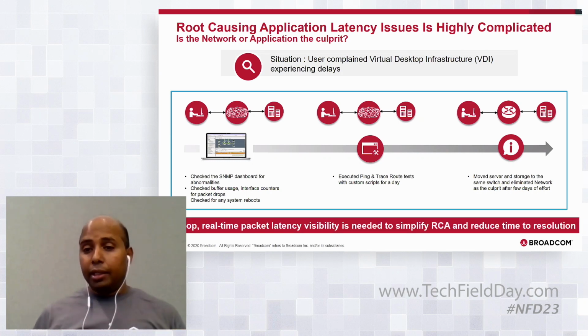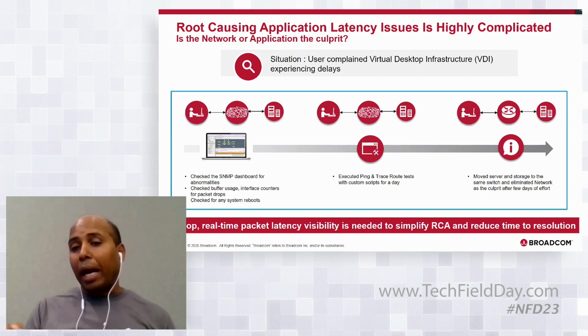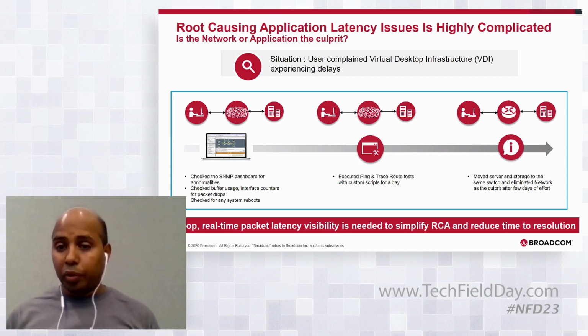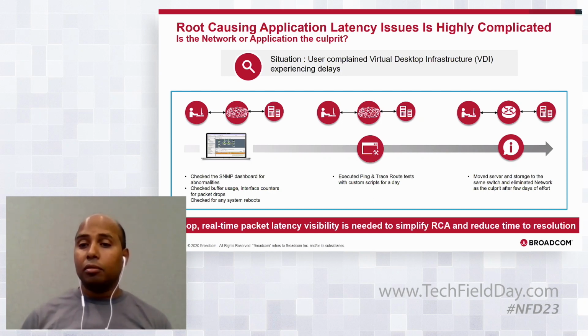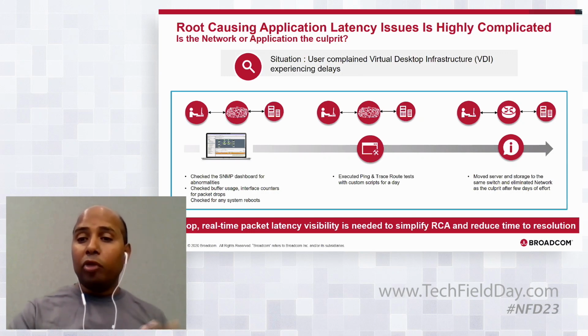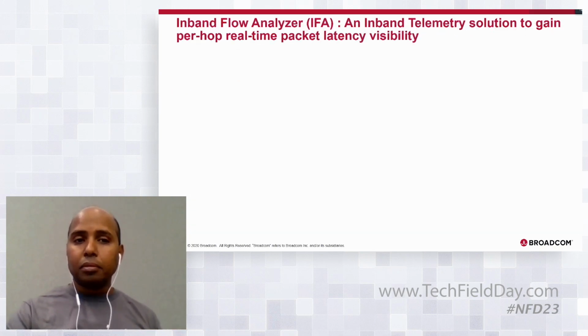If you have the ability to monitor and understand how long the packet spent at each hop in the network, at packet-level granularity for the user packets, then you can quickly eliminate the network as a culprit in these kinds of situations. That will reduce the RCA time to just minutes.